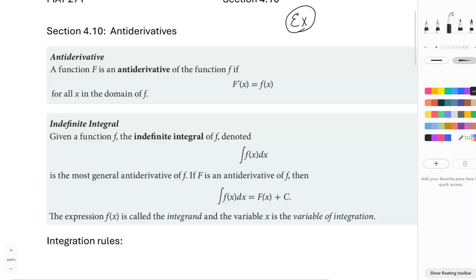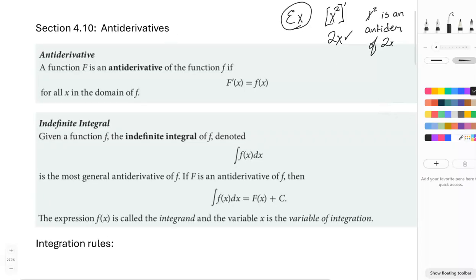Let's say we have this function 2x, and we want an antiderivative. What we're trying to figure out is what can we take the derivative of to get 2x? Well, we could take the derivative of x squared, because if I take the derivative of x squared, I'm going to get that 2x. So we would say x squared is an antiderivative of 2x.